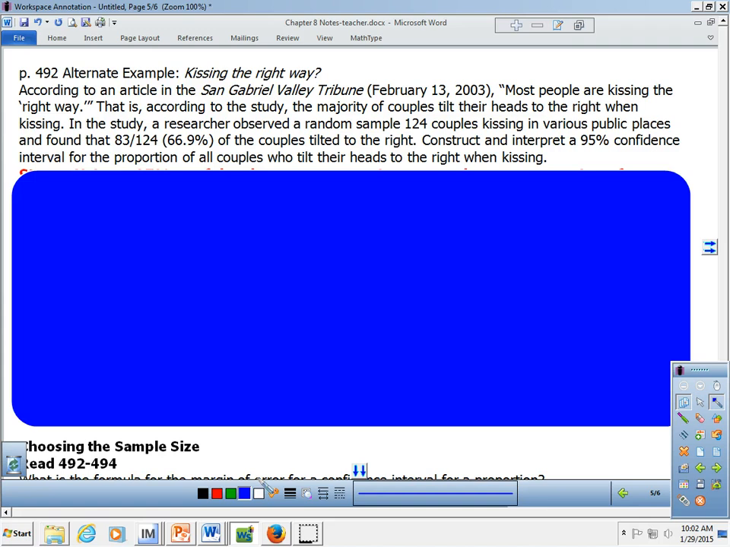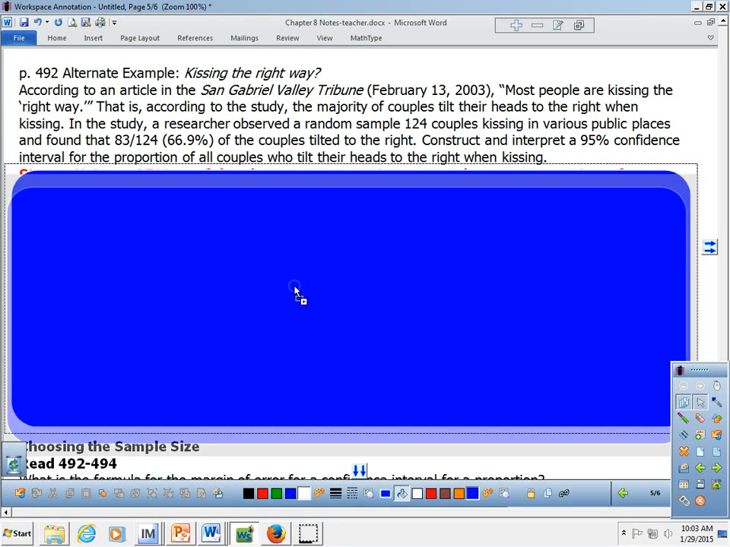In the study, a researcher observed a random sample of 124 couples kissing in various public places, which is not creepy at all, staring at people while they kiss, and found that 83 out of 124 of the couples tilted to the right. Even more creepy is that they're watching someone kiss and then writing stuff down. Anyway, construct and interpret a 95% confidence interval for the proportion of all couples who tilt their heads to the right when kissing. Go through your 4-step process. What would that look like?